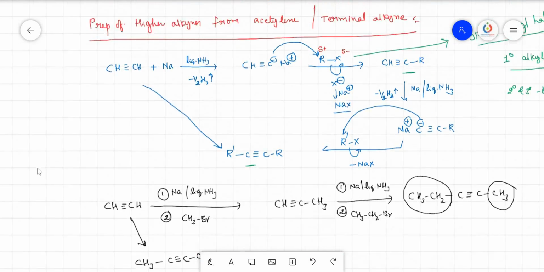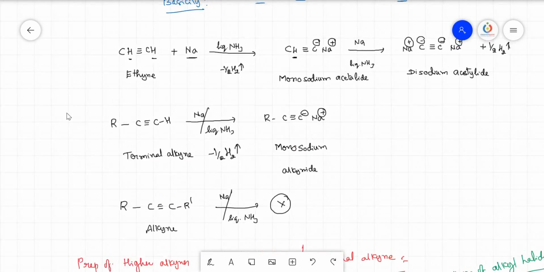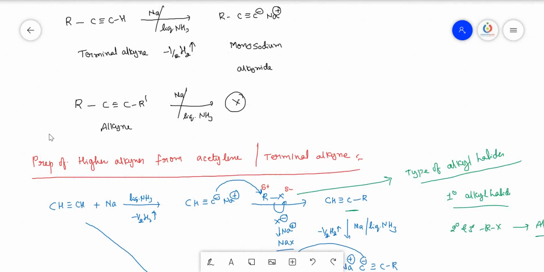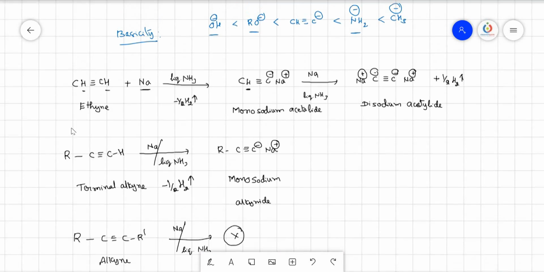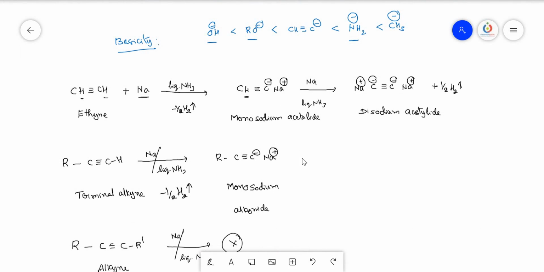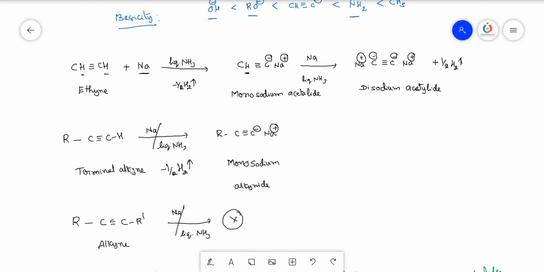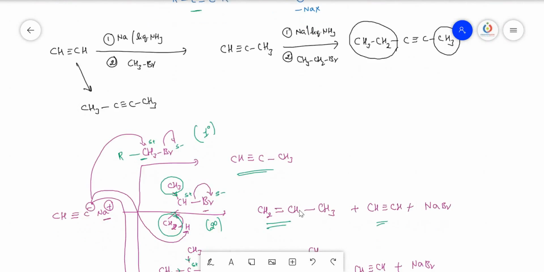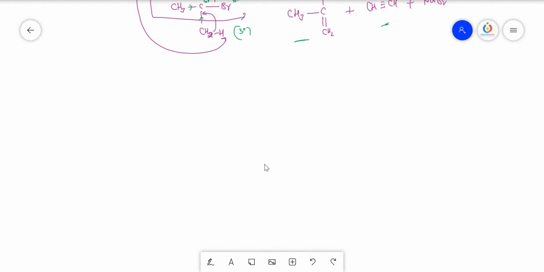Now, we have shown that terminal alkynes are able to react with sodium, forming sodium acetylide. Not only with sodium, these terminal alkynes also react with other metals such as copper and silver. So first of all, let us take the reaction with copper compounds, or cuprous chloride.